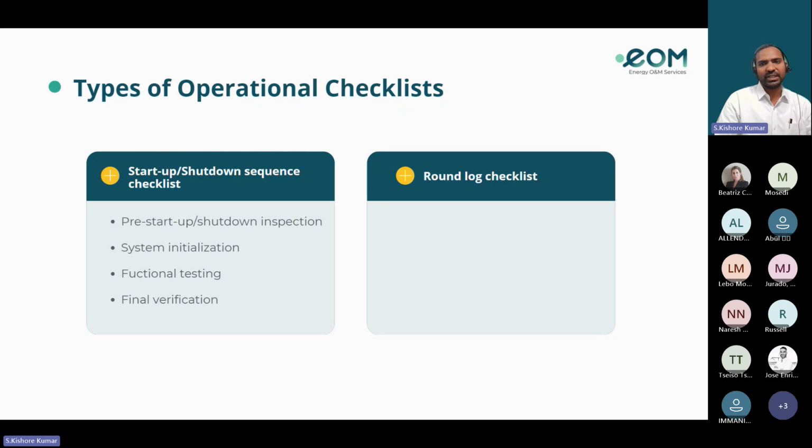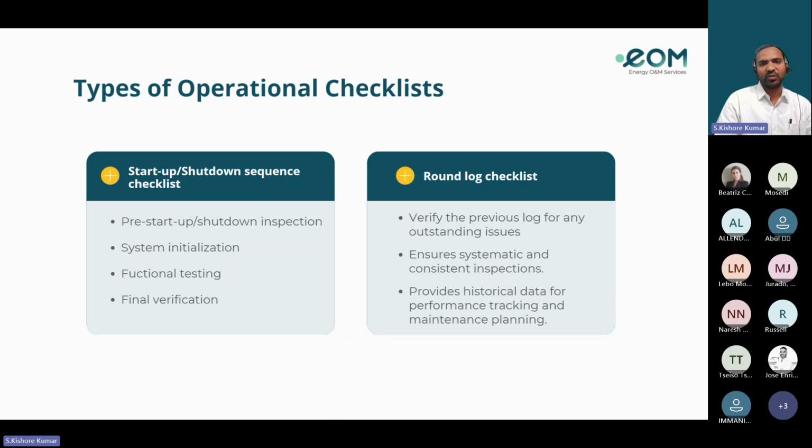Coming to the round log checklist. A round log checklist is used to track regular inspections, monitor equipment performance, and ensure operational efficiency across the shifts. It is commonly used in industries like manufacturing, power plants, healthcare, and facility maintenance. It also helps us to verify the previous log for any outstanding issues, ensures systematic and consistent inspections, and also provides historical data for performance tracking and maintenance planning.